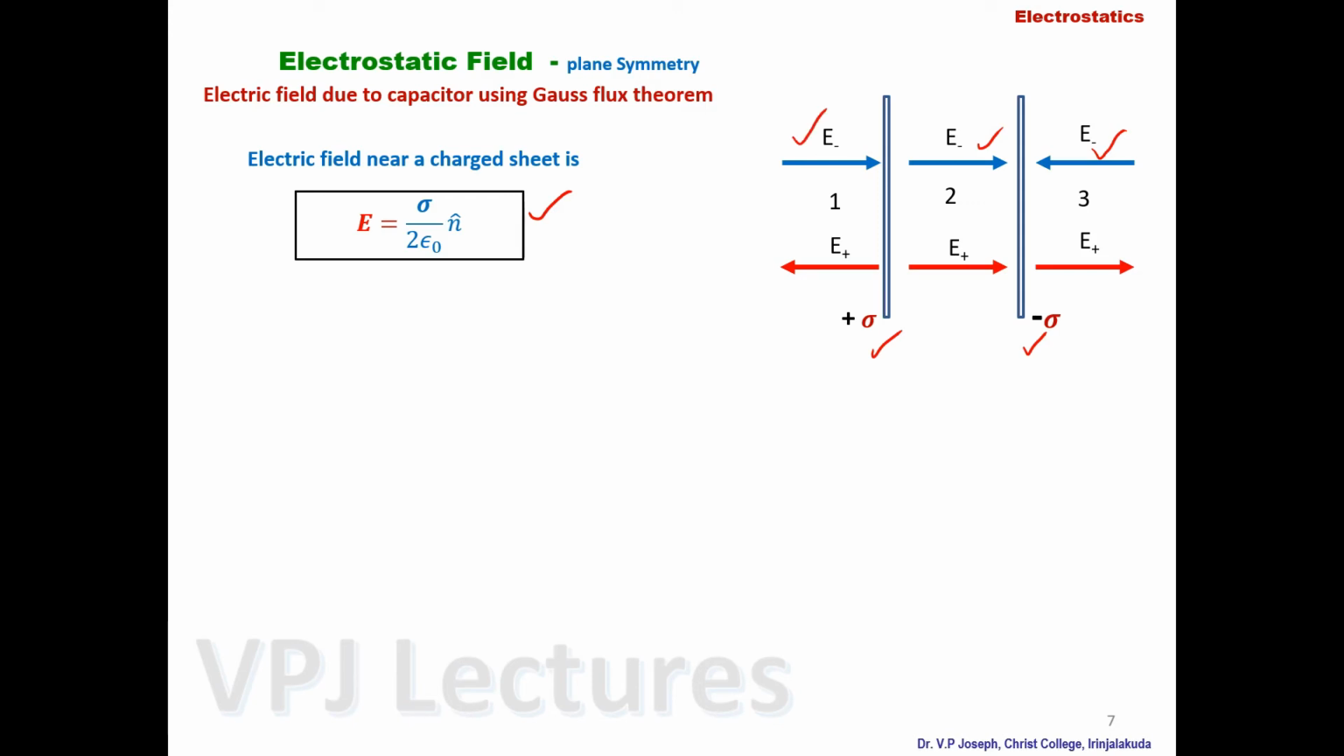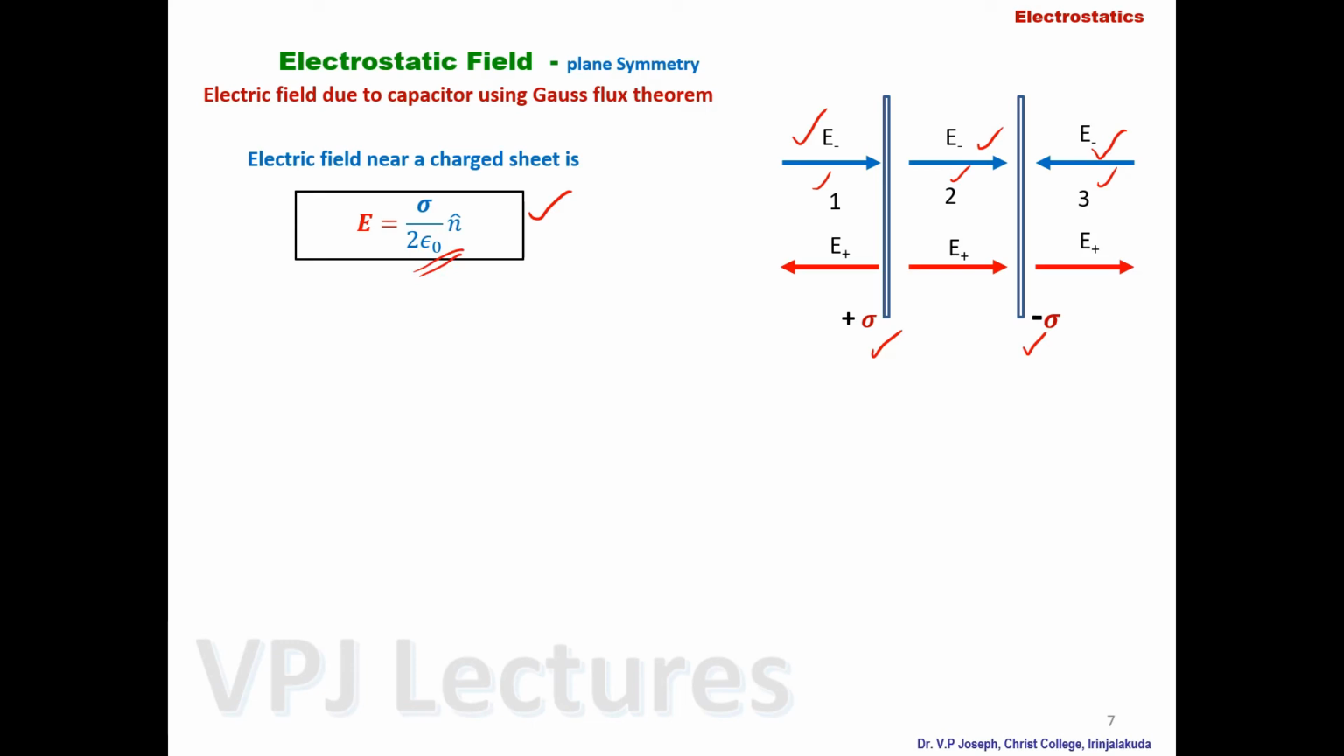Here we have divided the capacitor region into three regions: region 1, region 2, and region 3, where region 2 is between the two sheets, region 1 is outside at the left side, and region 3 is outside at the right side. So in the presence of minus sigma only, we can see that there is an electric field distribution with magnitude E towards the sheet, with magnitude sigma by 2 epsilon 0.